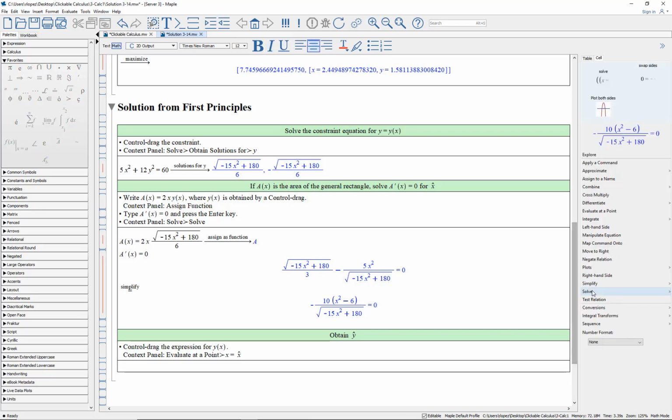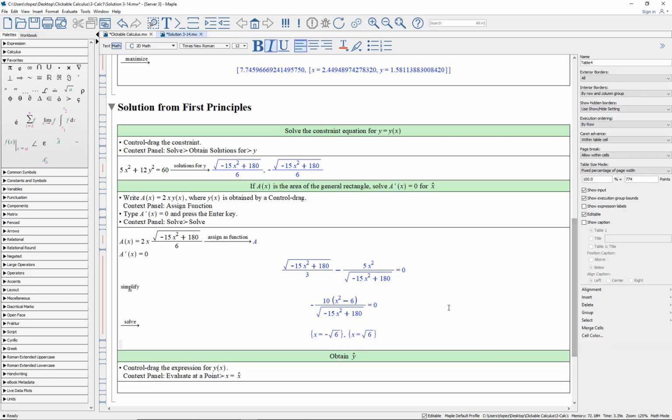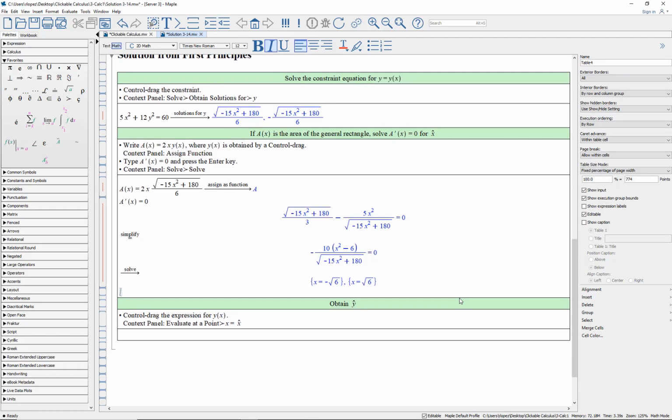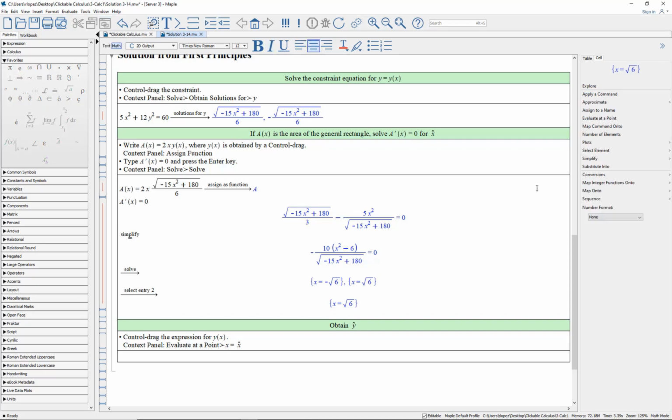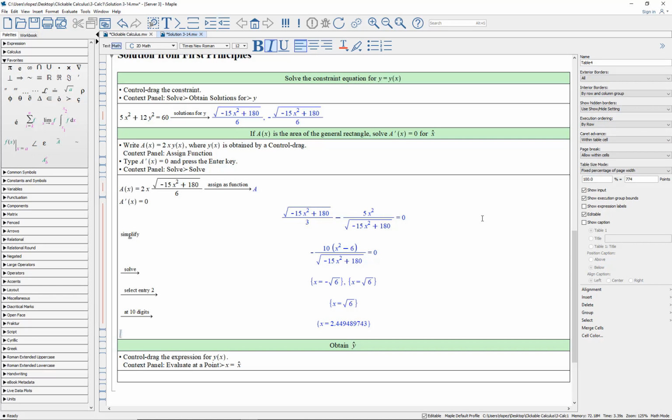So solve will tell us it's plus or minus the square root of 6. Well, we're in the upper part of the ellipse, so square root of 6. Let's take that, select element 2, let's float that, approximate that 10 digits. Okay, 2.449, which is consistent with what we did numerically.